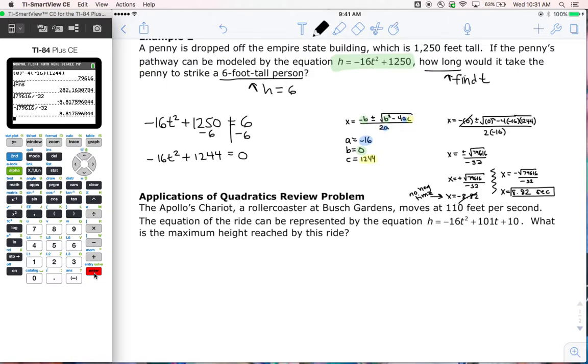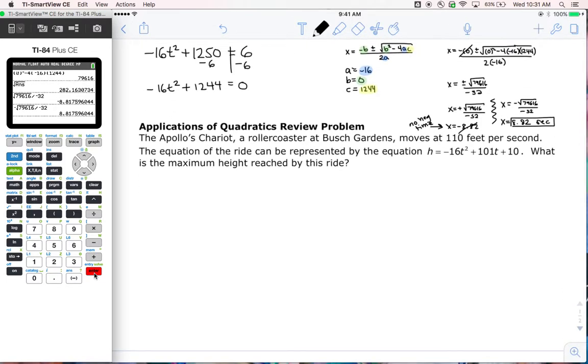All right, last problem. Now this problem is a review from Unit 8. We are talking about the applications of quadratics. Actually, it might be Unit 7. We are supposed to find the maximum height of a roller coaster. It's talking about Apollo's chariot, a roller coaster at Busch Gardens. It says it moves at 110 feet per second. The equation can be modeled by h equals, and then we got all that. What is the maximum height?